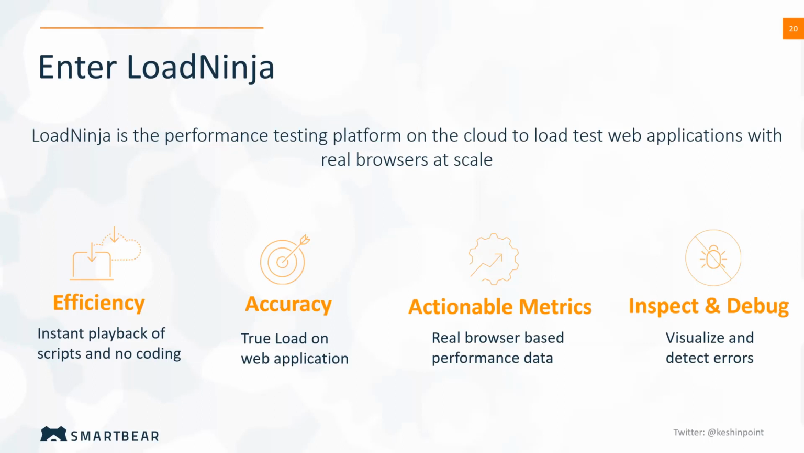And then the next thing is the actionable metrics. Because we're giving you this real browser-based performance data, you can be sure that this data is something your end users actually see. And then finally, you can inspect and debug applications in real time, because we have real-time inspectors and debuggers that allow you to see how the test is progressing and debug any client-side errors if needed from the JavaScript console.